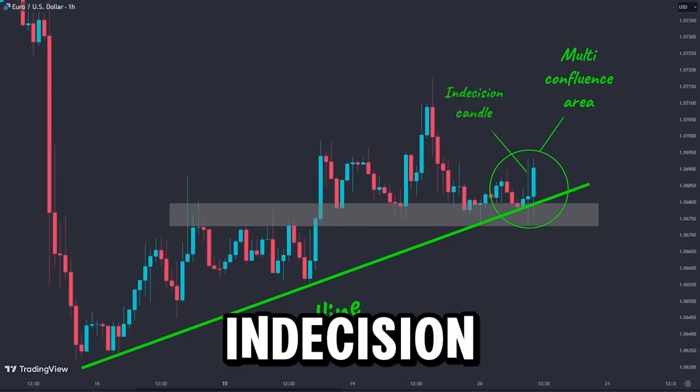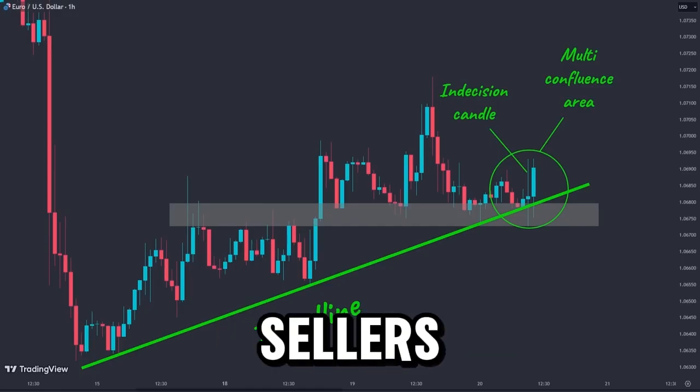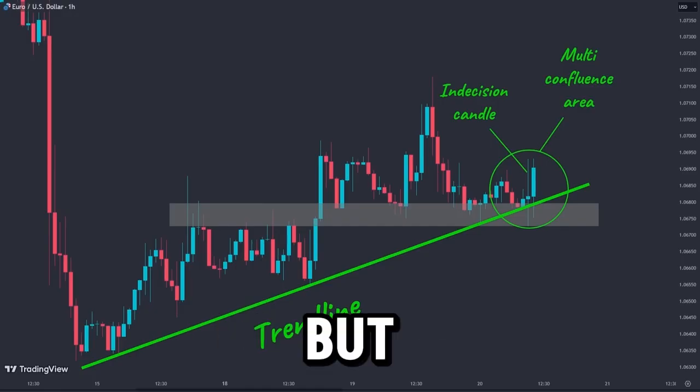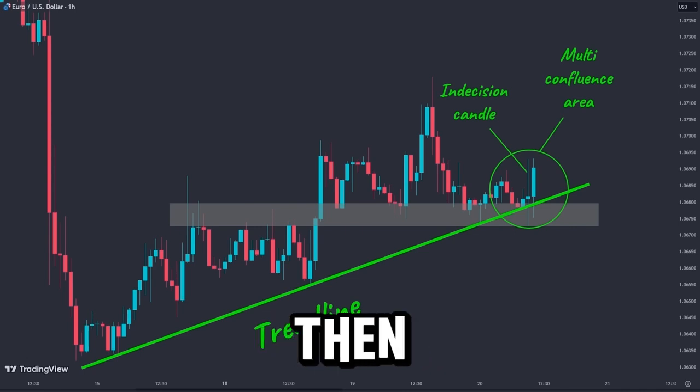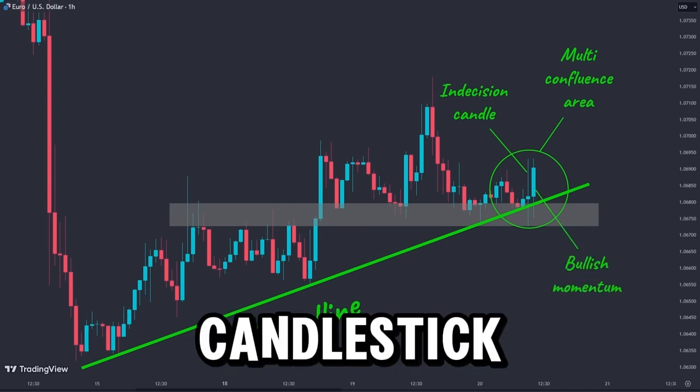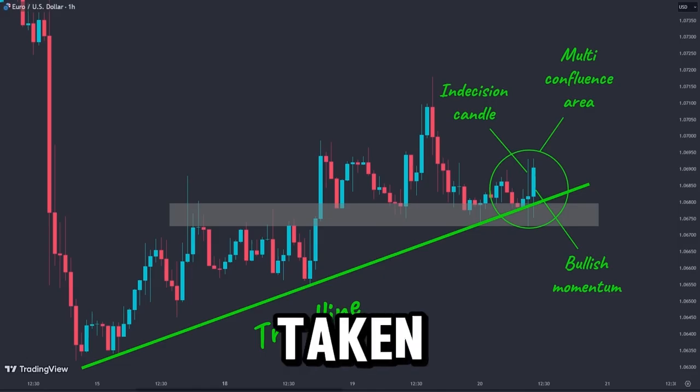First, we had this indecision candlestick showing that the buyers and sellers are fighting to take over control. But the price finally closes in the middle of the candle, making wicks from both sides. Then we had a large momentum bullish candlestick, which is a signal that the bulls have taken control, and price can now start to push to the upside.